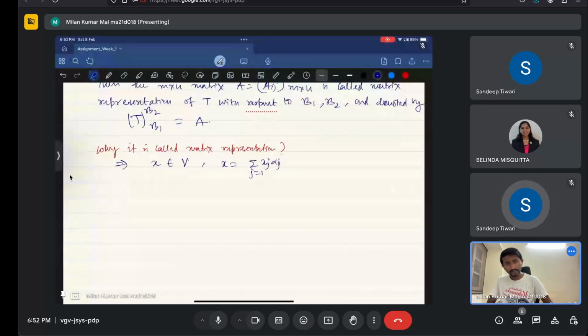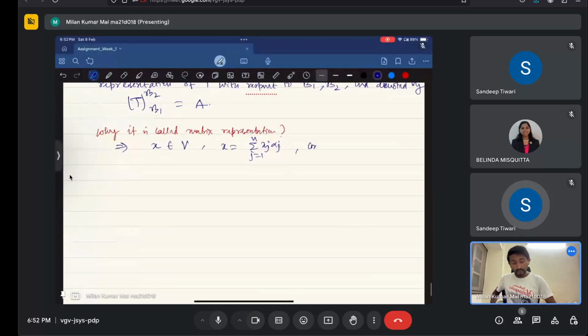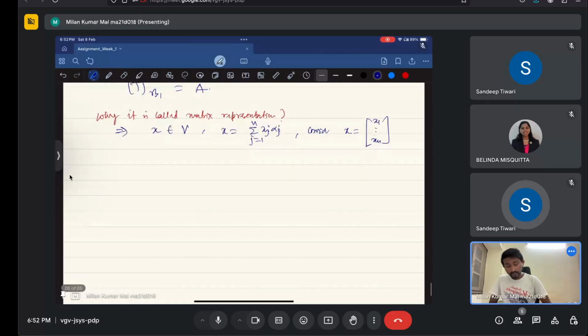That's very natural because alpha 1, alpha 2, up to alpha n is an ordered basis. So one can consider x as the column vector x1 all the way to xn. This expression of x is fixed for the ordered basis alpha 1, alpha 2, up to alpha n. If the ordered basis changes, then this expression of x will change. So now, what will be T x? That's the main point.